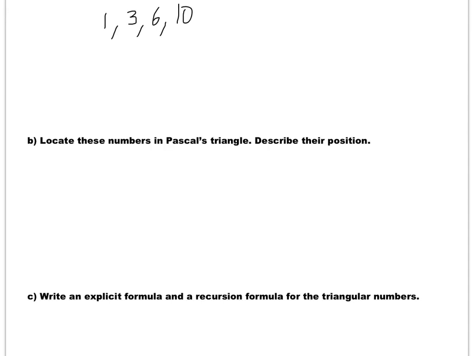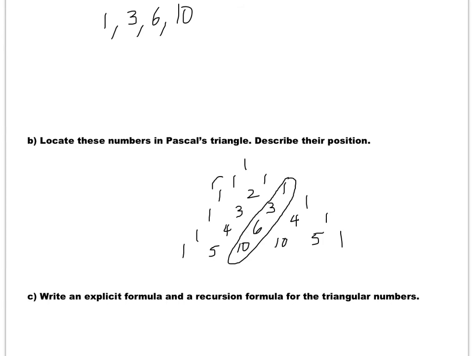Now we are supposed to locate these numbers that we found, 1, 3, 6, 10, in Pascal's triangle and describe their position. If I write the Pascal triangle, it's going to be 1; 1, 1; 1, 2, 1; 1, 3, 3, 1; 1, 4, 6, 4, 1; 1, 5, 10, 10, 5, 1. If you look at the Pascal triangle, you can see that 1, 3, 6, 10 is on the diagonal here.